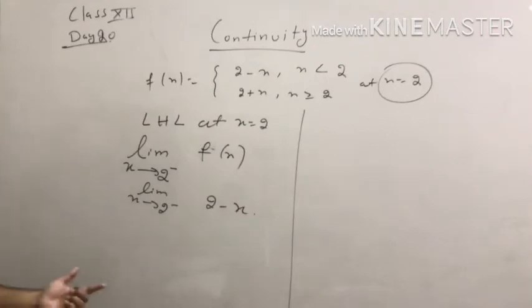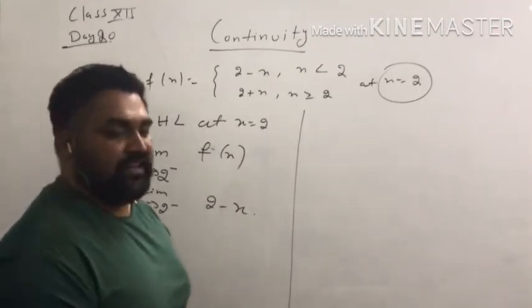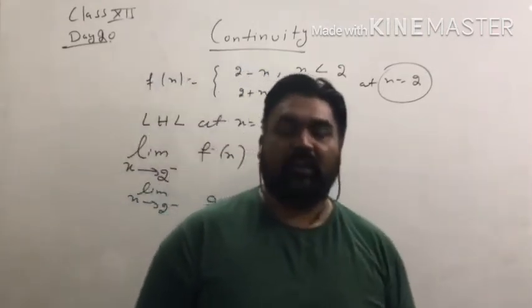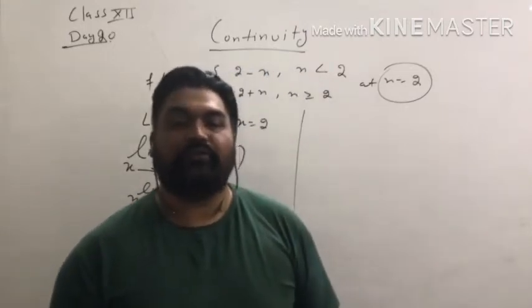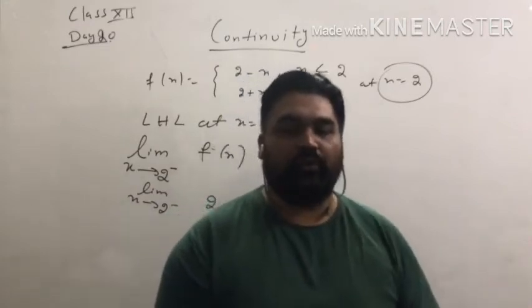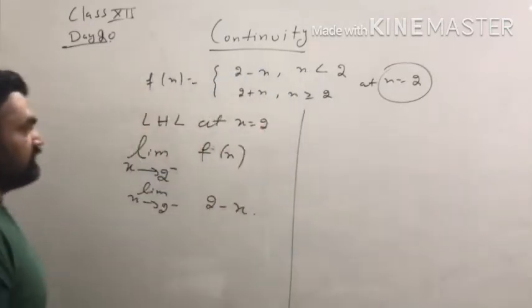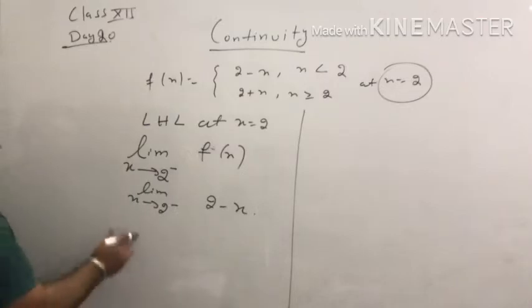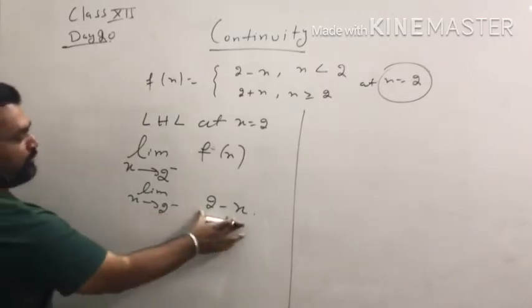I repeat, whenever in the left hand limit we always take the value of the negative sign. In the right hand limit we always take the value of the greater than sign. So x tends to 2 minus, x.